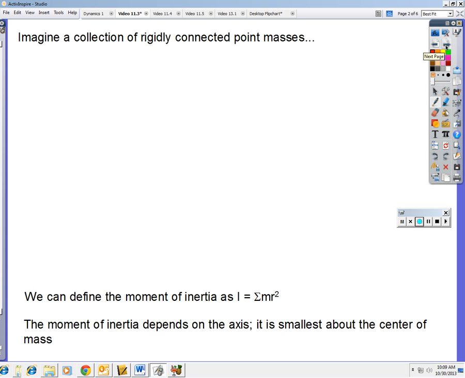So now let's imagine some rigidly connected point masses. So we've got m1, m2, m3, m4, and so on. There can be more of them, m5. Let's say that they are all connected so that they cannot move relative to one another, and they're rotating about a pivot point. They all have massless connections that make it so that they can rotate as a group, but they can't move independently. And so this would be R1, R2, R3, R4, and R5.